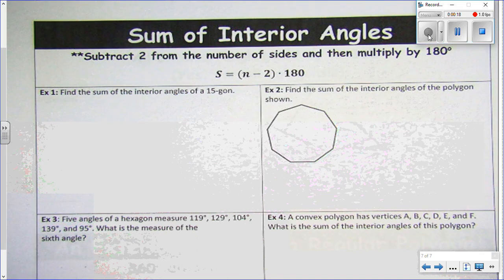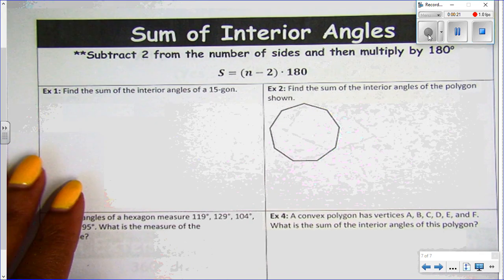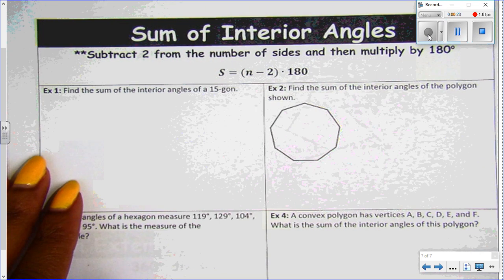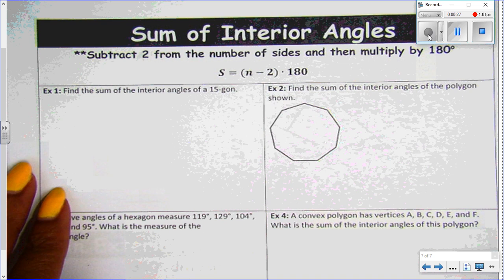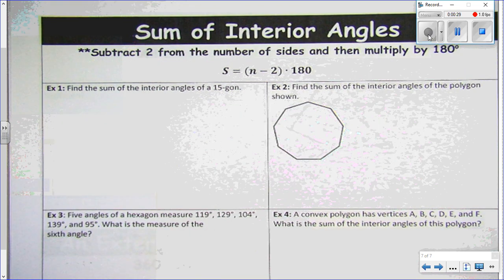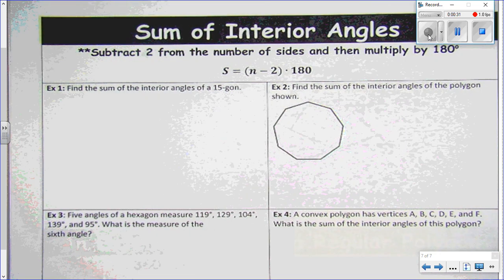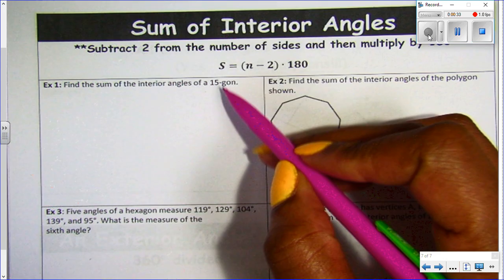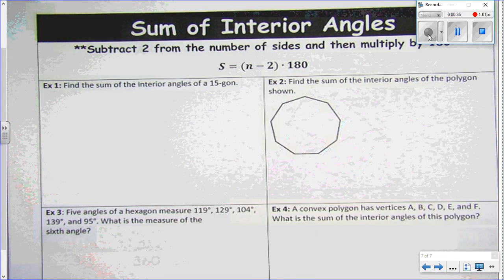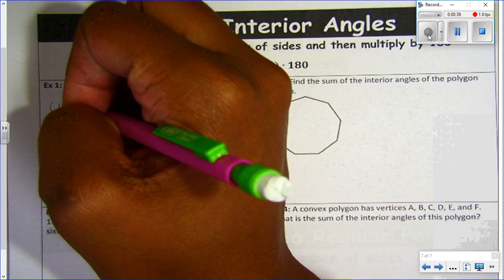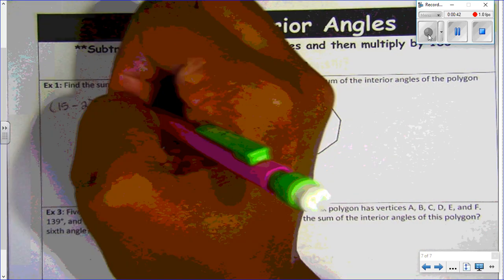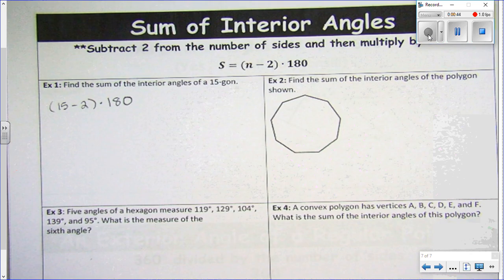So example 1 is just going to be a very simple question, one of the most basic. Find the sum of the interior angles in a 15-gon. So a 15-gon has how many sides? 15. So we're just going to plug it into the formula, n minus 2 times 180. So we're going to do 15 minus 2, and then we're going to multiply that by 180.